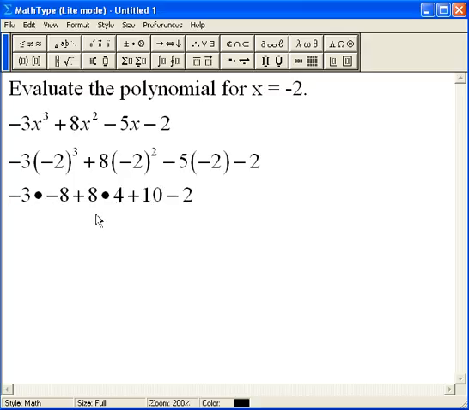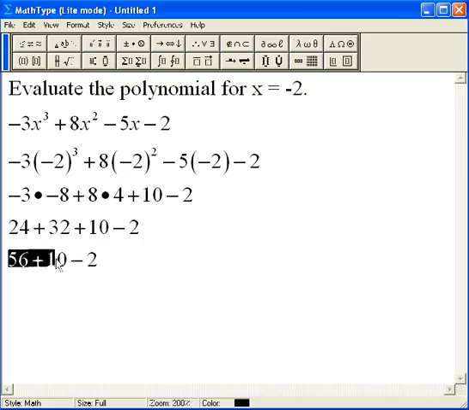Now, following order of operations, I'm going to do the multiplications first. So I'm going to first do, from left to right, -3 times -8. That will give me positive 24. Plus, now I do the second multiplication from left to right, which is 8 times 4. That will be 32. And then plus 10 minus 2. From left to right, I'm going to do 24 plus 32. Okay, so that will be 56, and I write the rest of the problem, plus 10 minus 2.